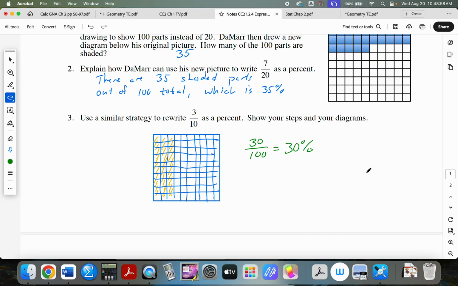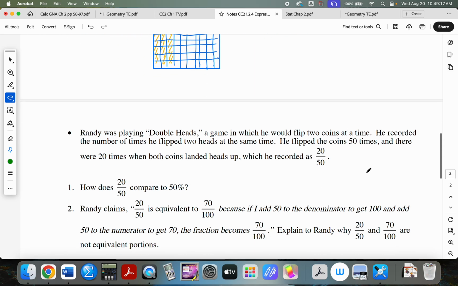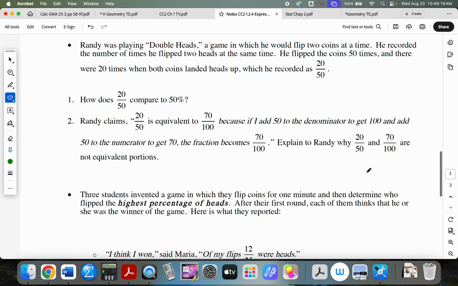Looking around, I'm envious. Some of your diagrams are much neater than mine. All right, let's move on to page 2.